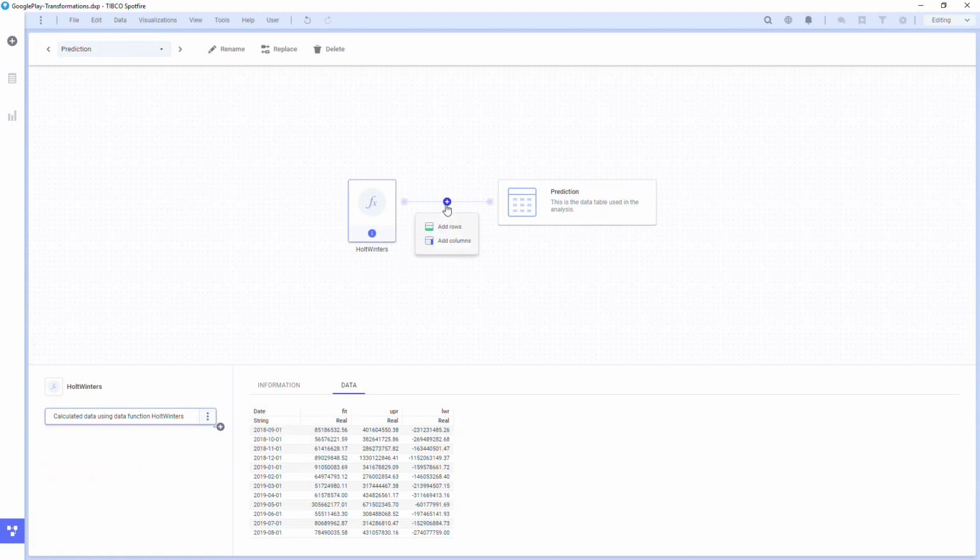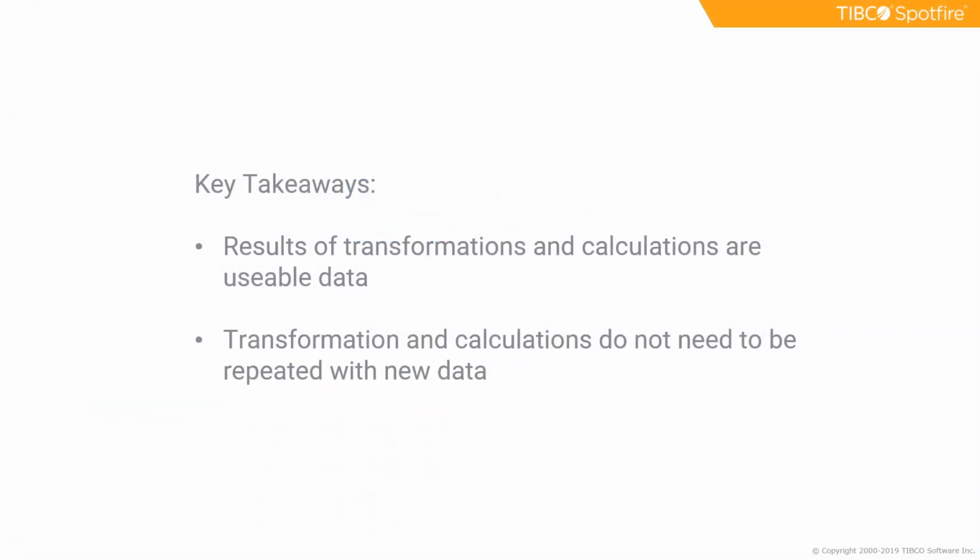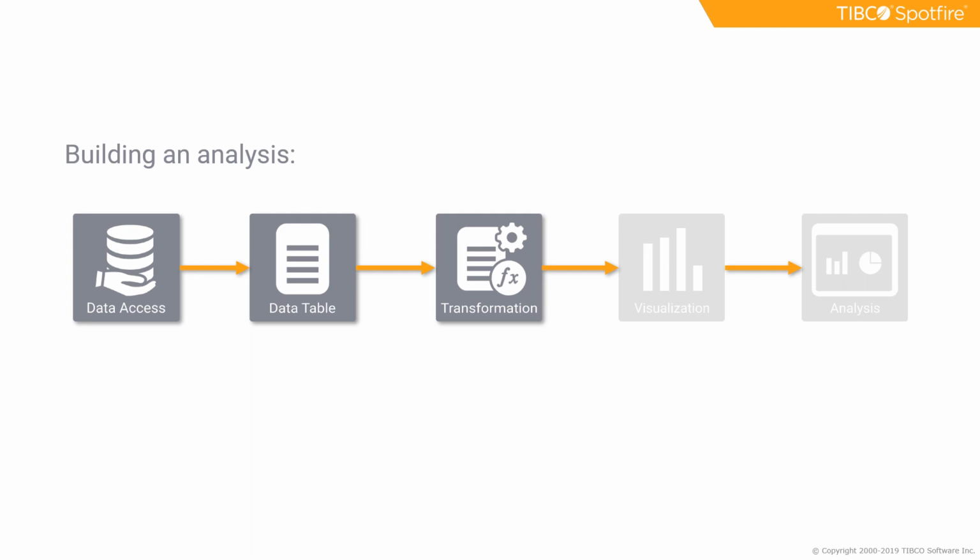There are tons of ways to transform your data, far too many to review in a single video. The key takeaways to remember, however, are that all your results are usable in Spotfire visualizations and analytics tools, and that the actions you perform on your raw data do not need to be repeated as new data is loaded into your analysis. Now that we've seen how to add data, manage data tables, and perform actions on our data, we'll want to find efficient ways of communicating results to our audience, which we'll do through visualizations.